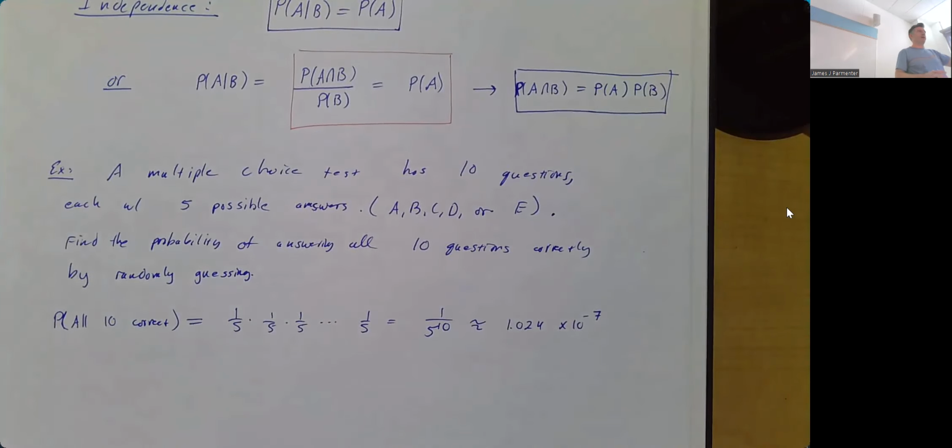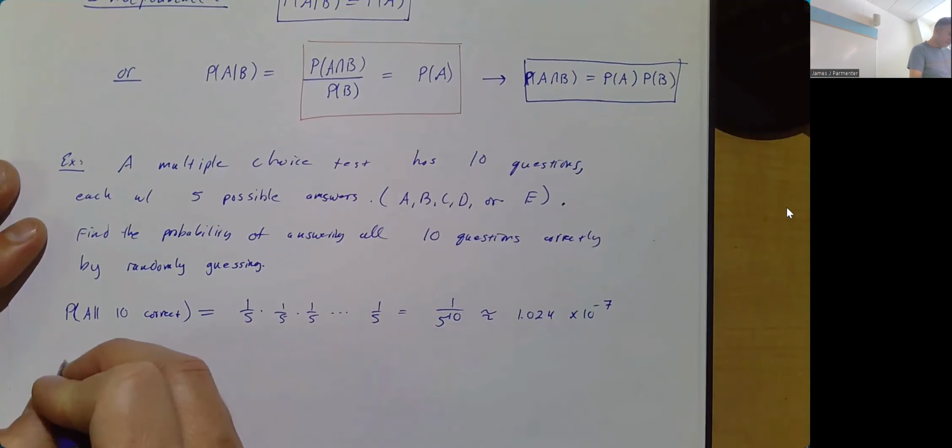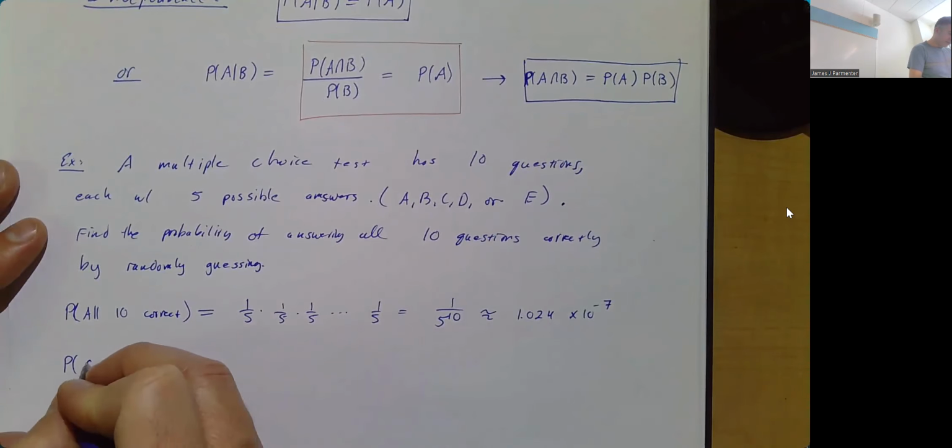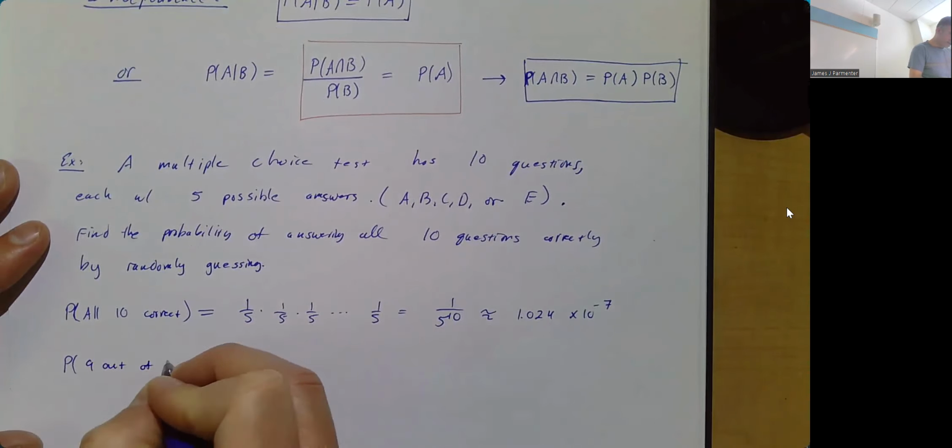It's so infinitesimally small. Now, granted, you could better your odds by making logical choices and thinking about which team is favored, but still, I don't think it's ever been done, right? It seems very unlikely. Okay, here's a more interesting question. Probability of getting 9 out of 10 correct.